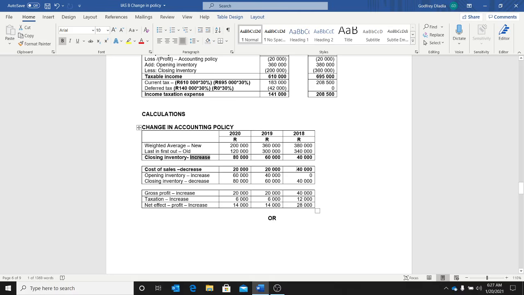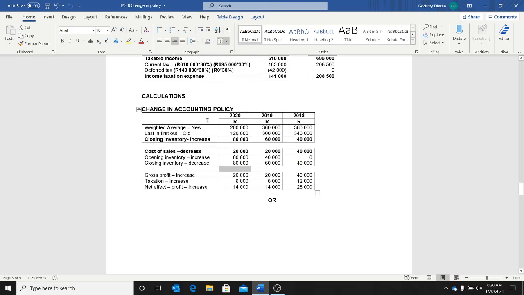Okay. So I'm moving from 340 to 380. So my increase is 40,000. In 2019, I'm moving from 300 to 360. My increase is 60. In 2020, I'm moving from 120 to 200. My increase is 80. So all these figures are increasing in this exercise. But don't be fooled by this one, because in some exercises you'll see they go up and down.